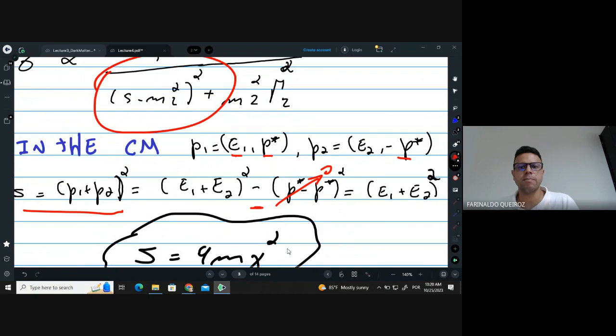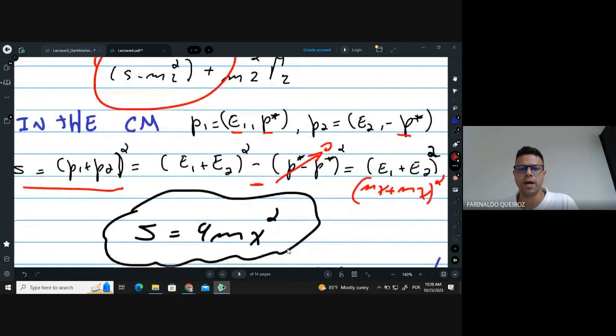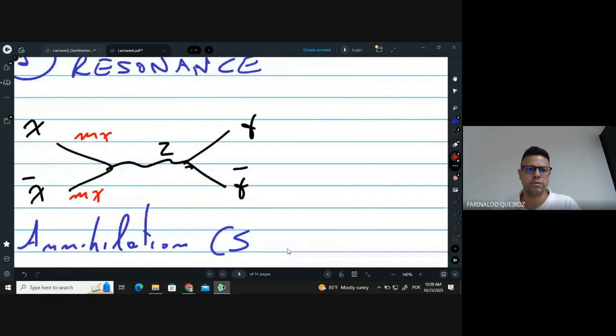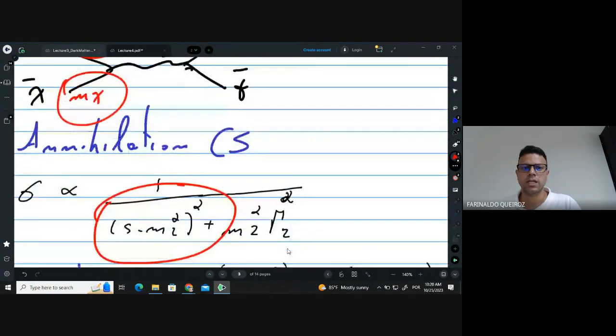Well, if I'm assuming it to be non-relativistic, it's simply its mass. So I get m chi here plus m chi there. Everything is squared, so I get 4 m chi squared. But s is equal to the center of mass energy squared. So I take the square root of that, I get 2 m chi, which is what we were discussing in the very beginning. Okay, so that's the center of mass energy.